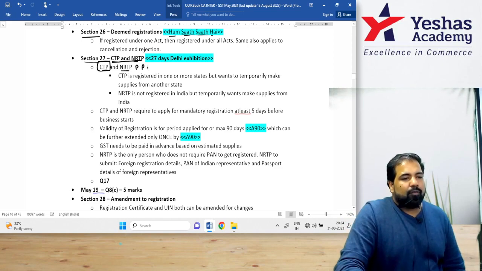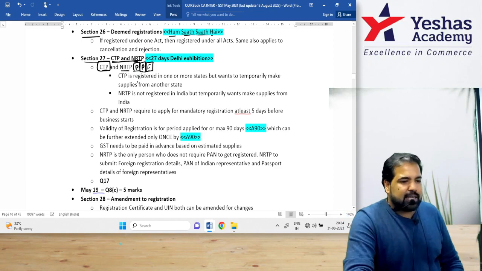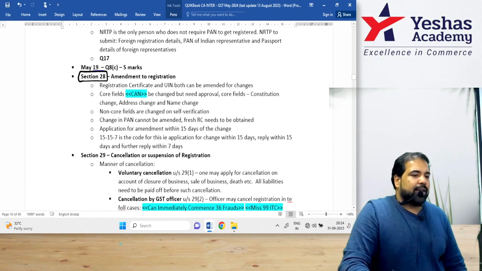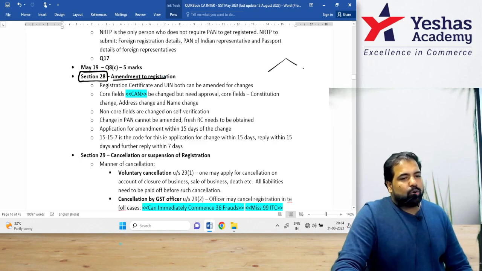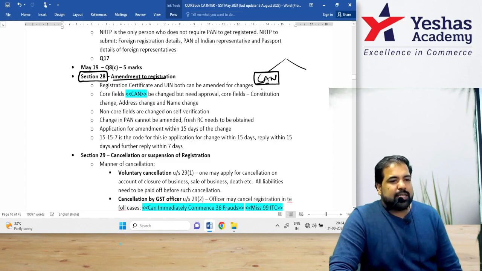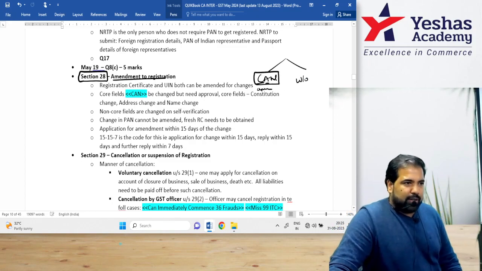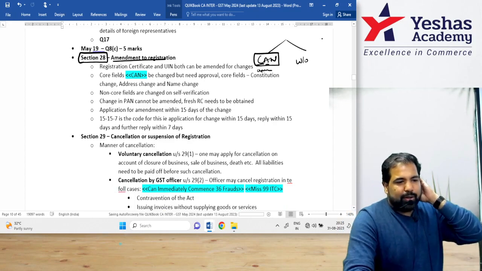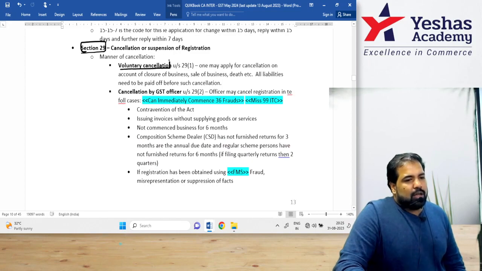And now, guys, once you're in this scheme, please tell me six things that you cannot do. You cannot be a CTP or an NRTP. Remember, Delhi exhibition will not have any composition scheme. You cannot be supplying non-taxable. Guys, remember NIL that I can supply by notification, but non-taxable I cannot.